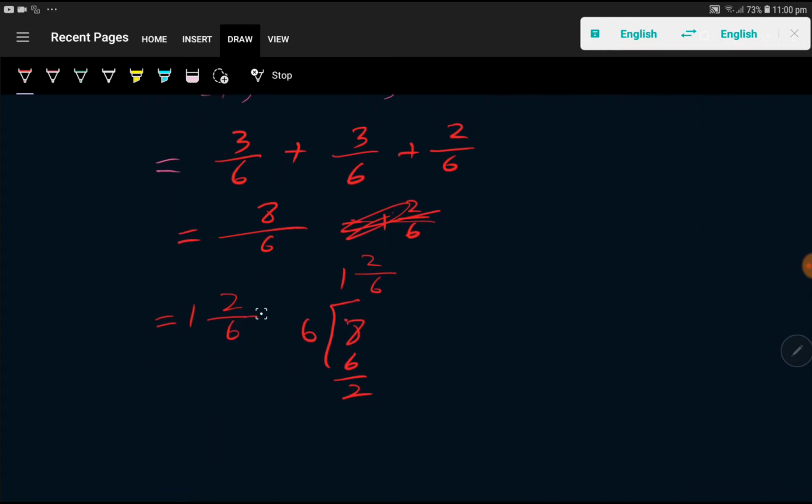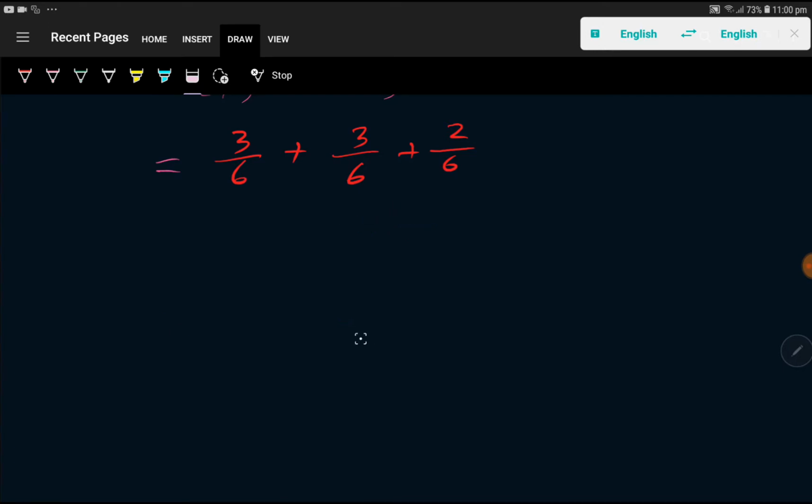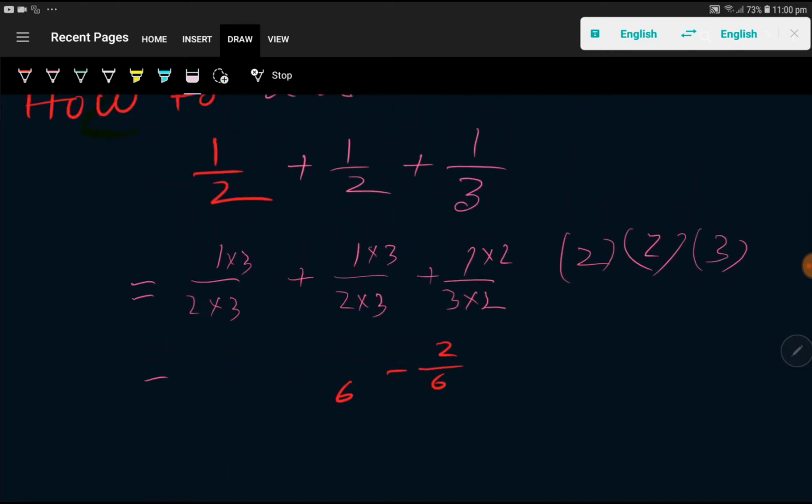Okay, so look, I can reduce this fraction. If I divide this 2 by 2, then I'll get 1 over 3, right? I can reduce this, but here I will not reduce, according to the formula. So this is another method. So let me show you the third method, so that you can have clear knowledge.